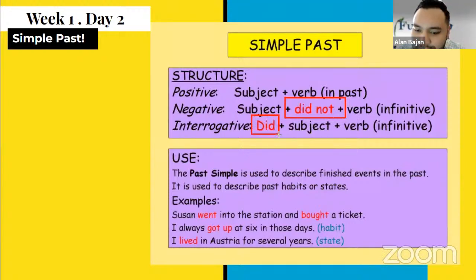What about interrogative? Please read the structure. Brian. Did plus subject plus verb infinitive. Very good. So now let's go to review the definition of simple past. Julian, please read the definition and examples.